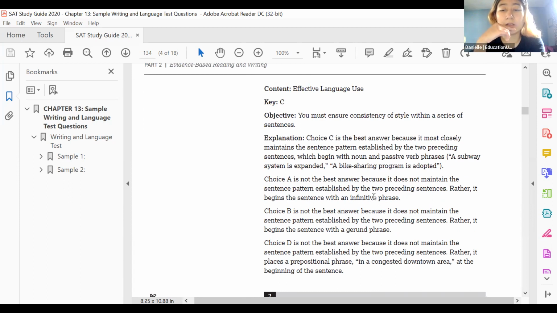Choice A is not the best answer because it does not maintain the sentence pattern established by the two preceding sentences. Rather, it begins the sentence with an infinitive phrase. Choice B is not the best answer because it does not maintain the sentence pattern established by the two preceding sentences. Rather, it begins the sentence with a gerund phrase. Choice D is not the best answer because it does not maintain the sentence pattern established by the two preceding sentences. Rather, it places a prepositional phrase in a congested tone area at the beginning of the sentence.